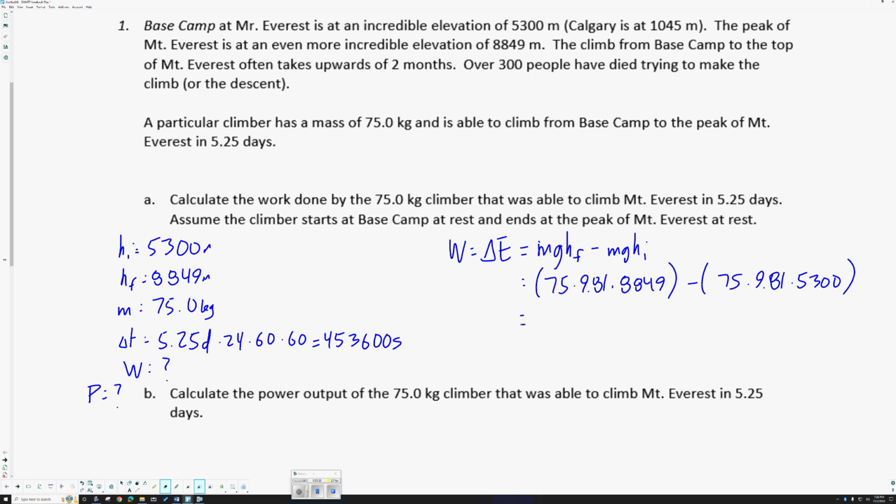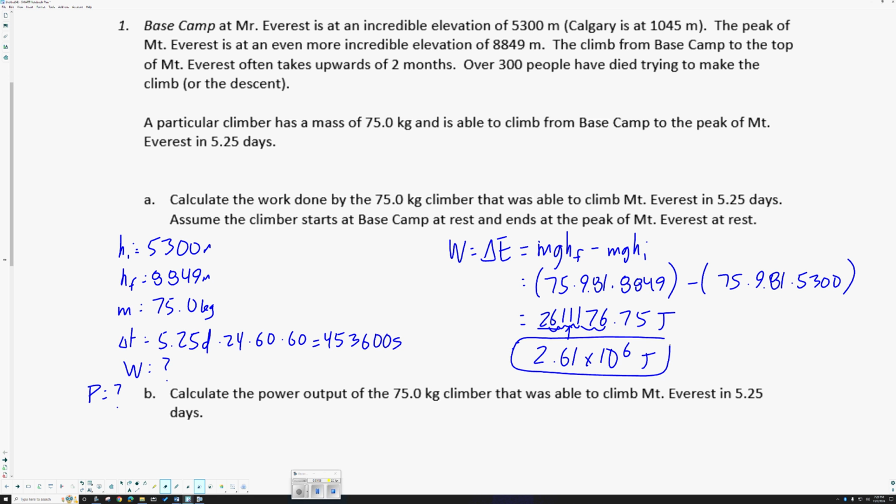We calculate those two numbers, we subtract them, and we get 2,611,176.75 joules. We want to round this to 3 digits. So let's look at the 4th digit. It's a 1. Therefore, the 3rd digit rounds down. 2.61 times 10 to the 1, 2, 3, 4, 5, 6. 2.61 times 10 to the 6 joules is the amount of work that this climber does as he or she climbs Mount Everest.